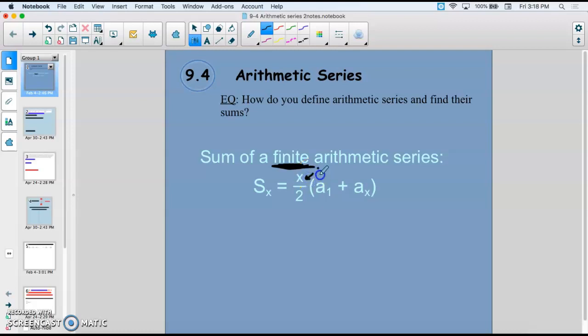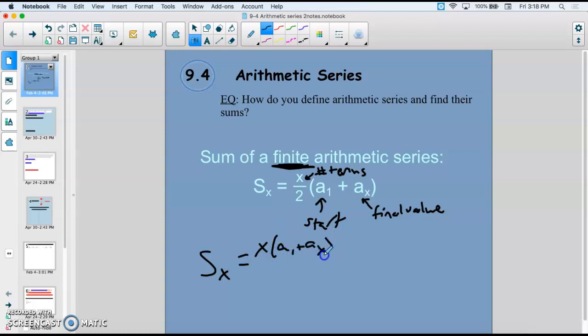n is the number of terms. A1, that's our starting value, right? That hasn't changed. And this is our final value. So the first number plus the last number. Now, it's written this way. I actually prefer to write it this way: our number of terms times our initial value plus our final value, all over 2.